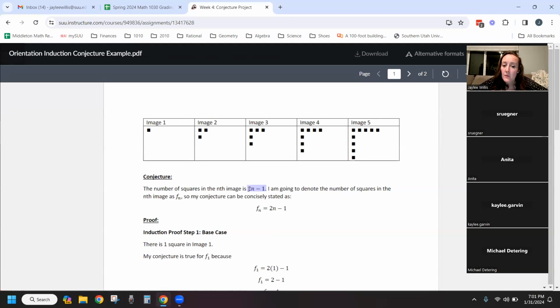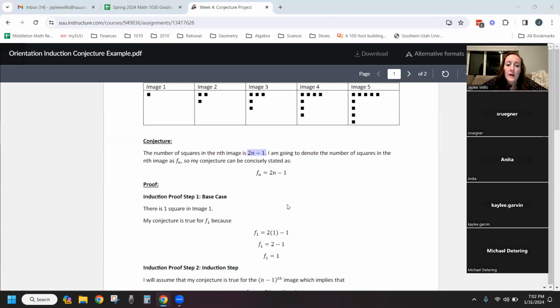And the formula that we came up with was 2n minus 1, because in the first image, you do 2 times 1 minus 1, and you have 1 square. In image 2, 2 times 2 is 4, minus 1 gives you the 3 squares. In image 3, you'd get 2 times 3, which is 6, minus 1, which gives you these 5 squares. So that's the conjecture that we're trying to prove in this example induction proof.